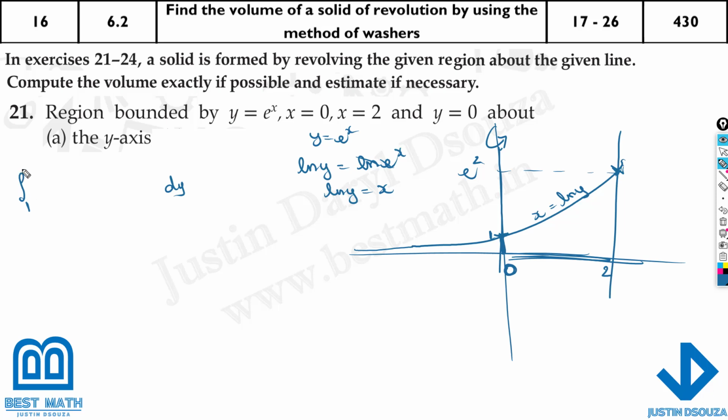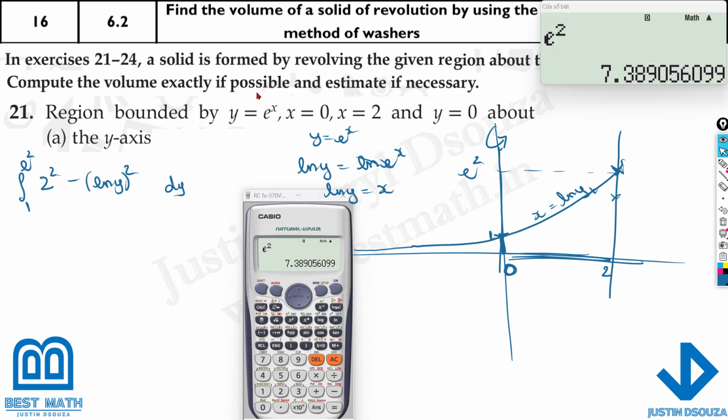Now here it's 1 to what? e to the power 2. Now what do we have to integrate? See, this is from the axis. It's not from another point. It's not an outer radius and inner radius. It is just the outermost line. It is 2 squared minus the inner line, right side equation minus left equation, isn't it? That is, ln y the whole squared dy. That's it. You just have to put this in the calculator and you'll get the answer.